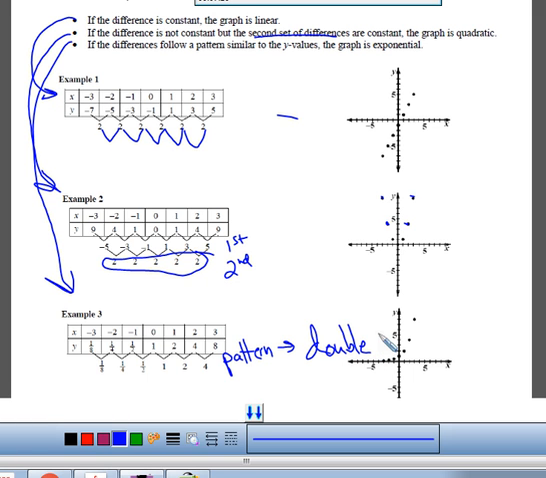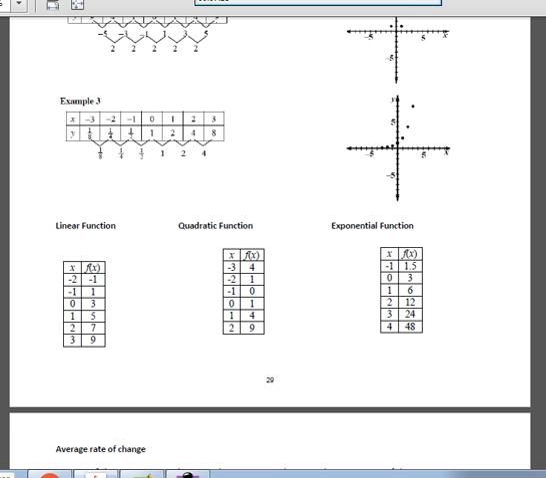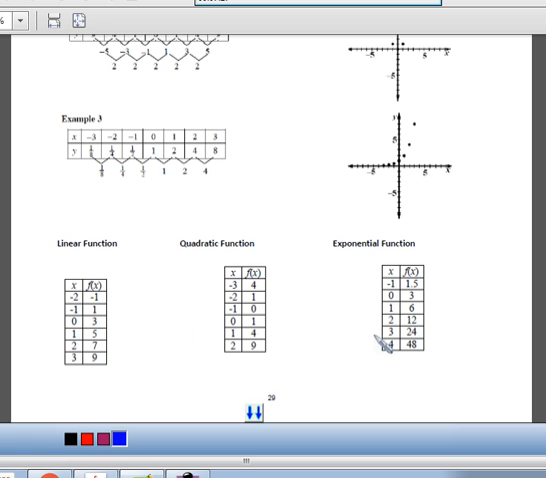And when you double or when you triple, you are multiplying by a specific number, or a base, if you will. And that is how we get our exponential relationship. These are just the examples from the front, again, reinforcing what we just looked at up above.